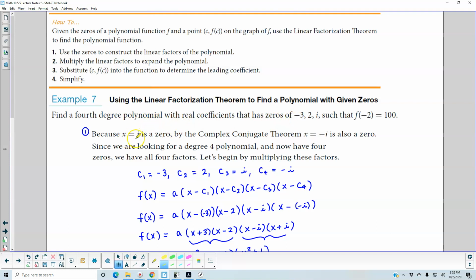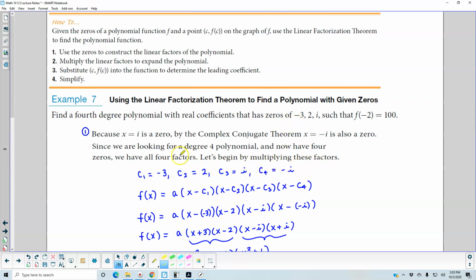Because we know that x equals i is a zero, then by the complex conjugate theorem, we know that x equals -i is also a zero. So since we are looking for a fourth degree polynomial and now have 4 zeros, we have all 4 factors. So let's begin by multiplying these factors.